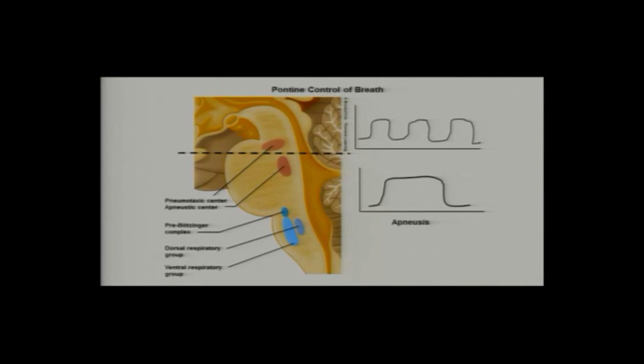It diminishes the contribution of the pneumotaxic center, which ends up increasing the dominance of the apneustic center. If you recall, those two centers tended to affect the duration of the in-breath in opposite directions. Apneustic center tends to increase it, pneumotaxic center tends to decrease it. So basically, something has happened that's caused the apneustic center to become dominant.